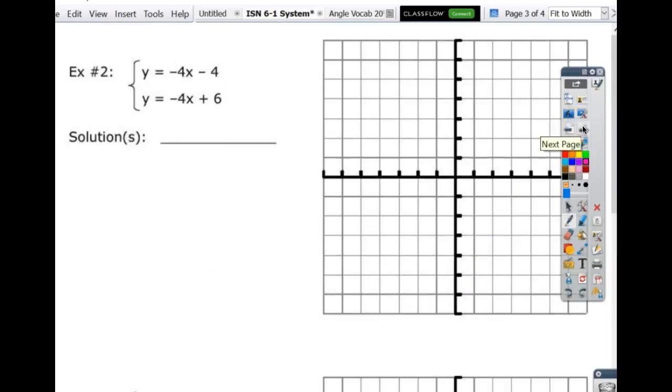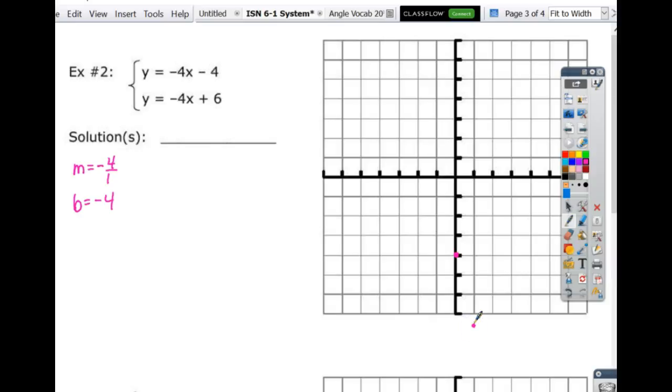So for example 2, these are solved already. The slope here on the first one is -4 over 1, and the y-intercept is -4. So it's -4 over 1. Which way do I count? I count down 4 and over 1.